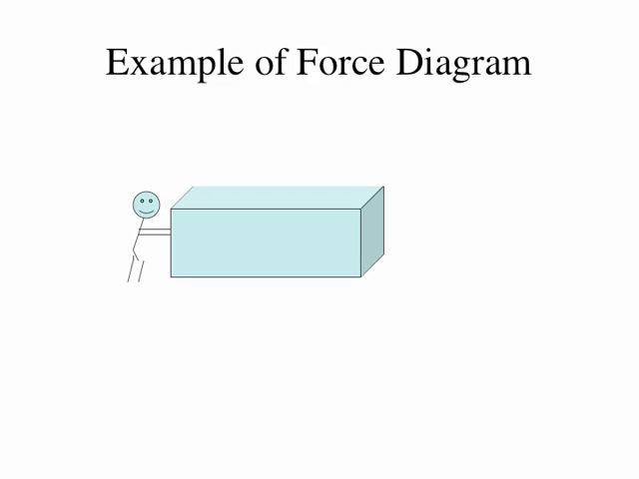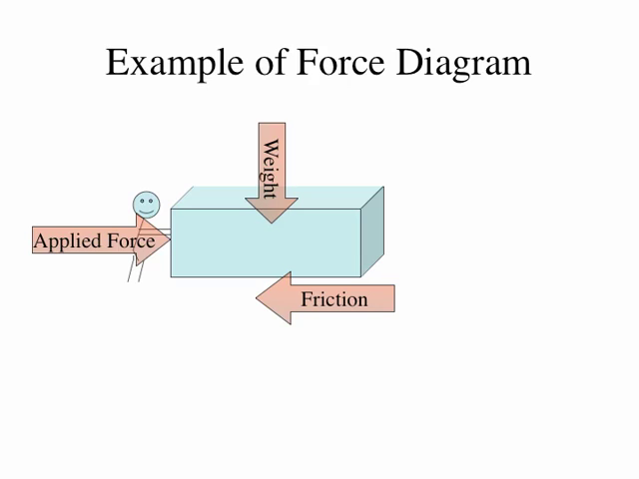Here's an example of how we would use a force diagram. Here's a person pushing on a large block. We want to show all of the forces acting on that block. So the first is the applied force. That's the force that the person is using, the force the person is applying to push that block to the right. Next is the force of friction that is acting against that applied force. So for the block to move, the person has to push strong enough to overcome friction. Then there's the weight of the block pushing down. That's the force of gravity pulling down.